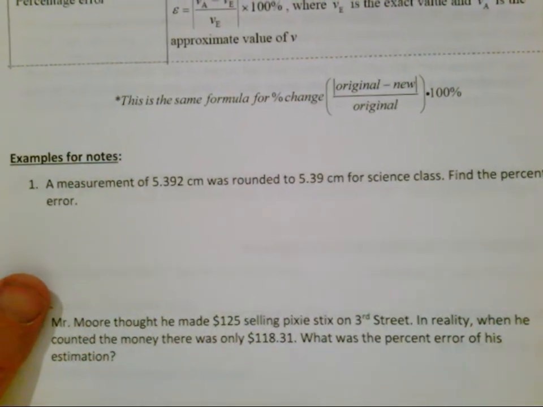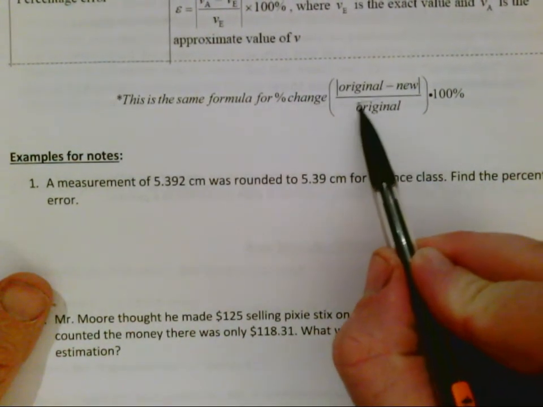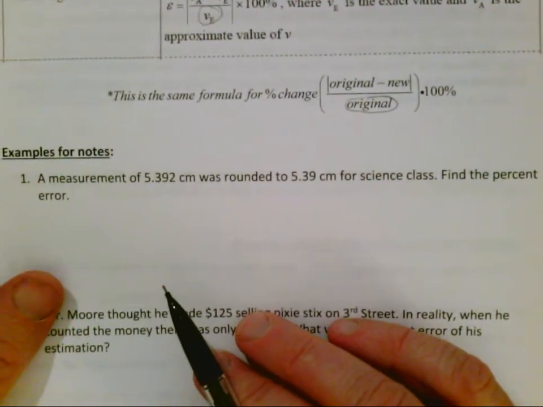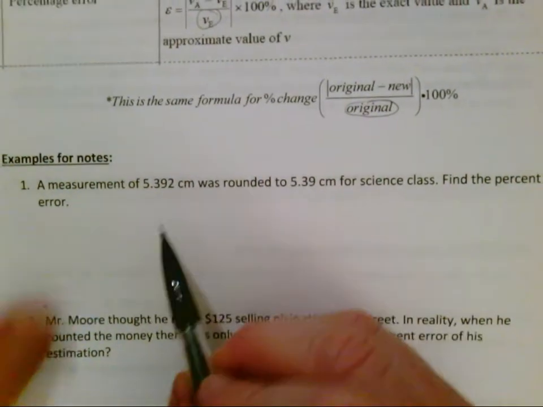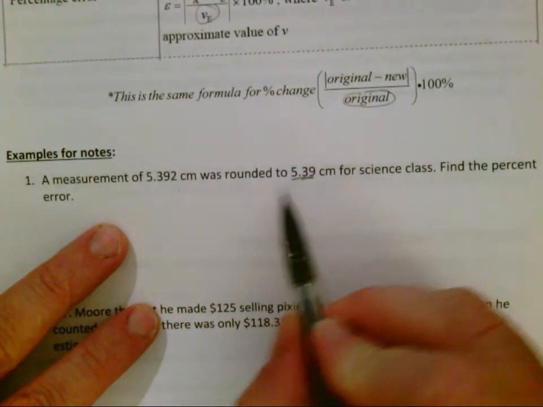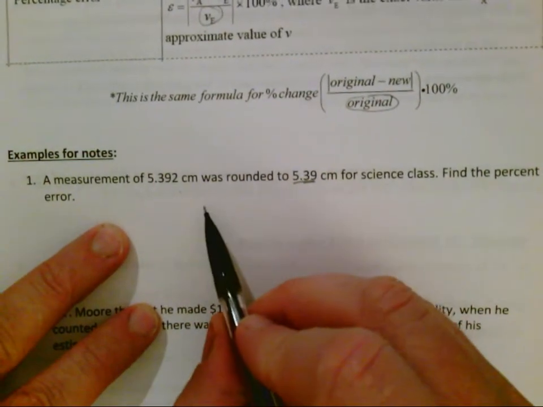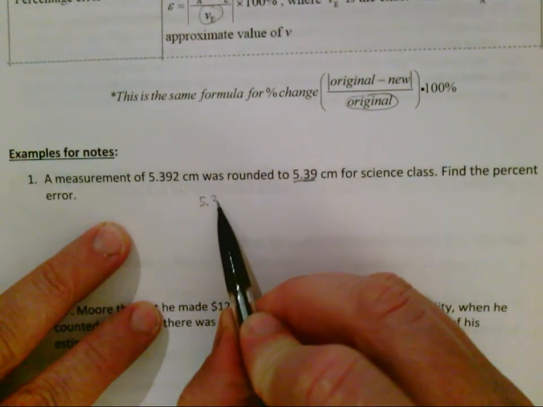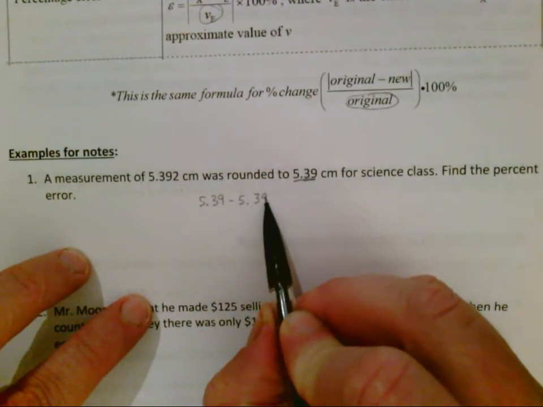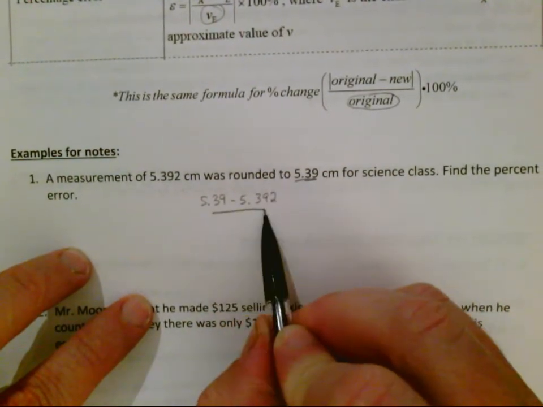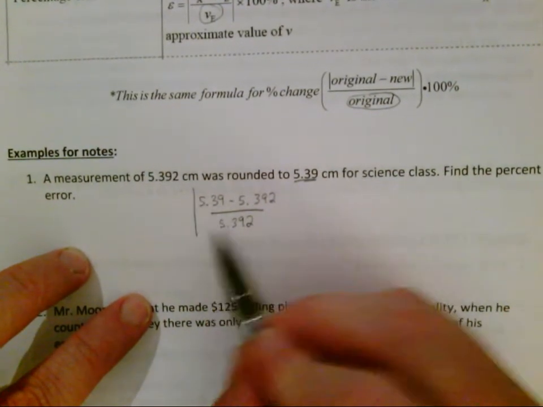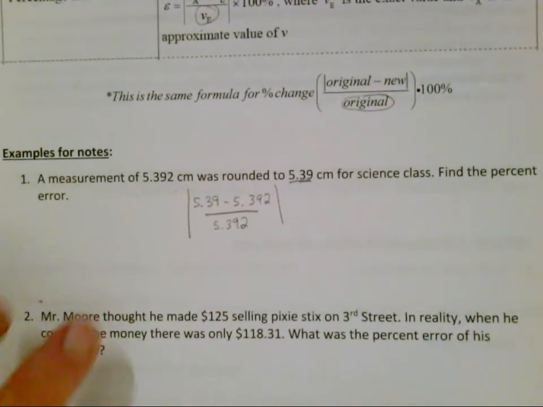The key is always making sure you find what the original or the exact is, and that's your denominator. Otherwise, your measurement will be off. So a measurement of 5.392 was rounded, so there's the approximate value, 5.39, and the exact value is 5.392. And we divide by 5.392. It's absolute value, so you know if it's an over or underestimate by looking at if it's bigger or not.